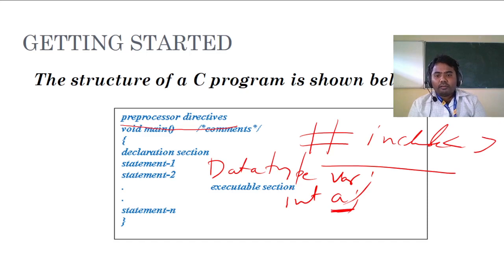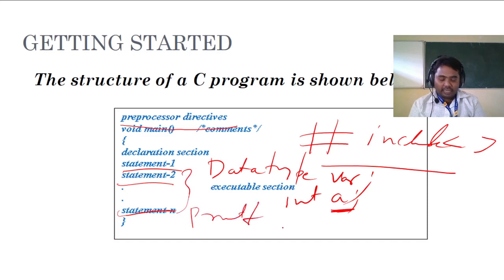Followed by the declaration section, we have n number of statements. These statements are the executable part of the program. There can be n number of statements. An example of a statement can be a printf statement, a scanf statement, or any expression. So a C program will have preprocessor directives, the main function, the declaration section, and executable statements.